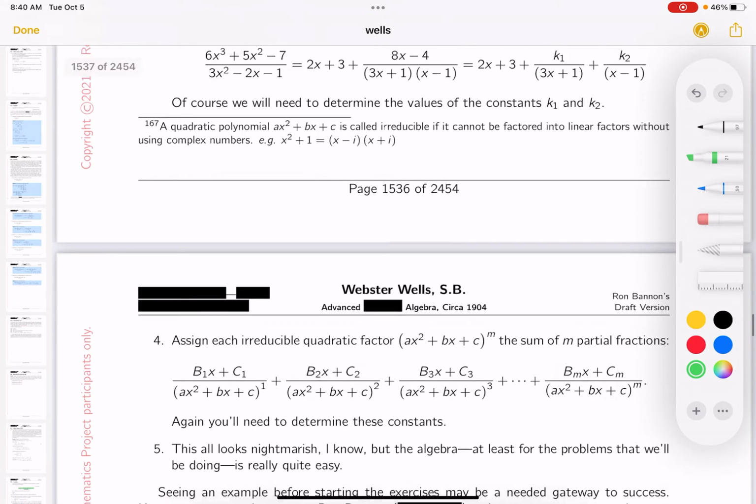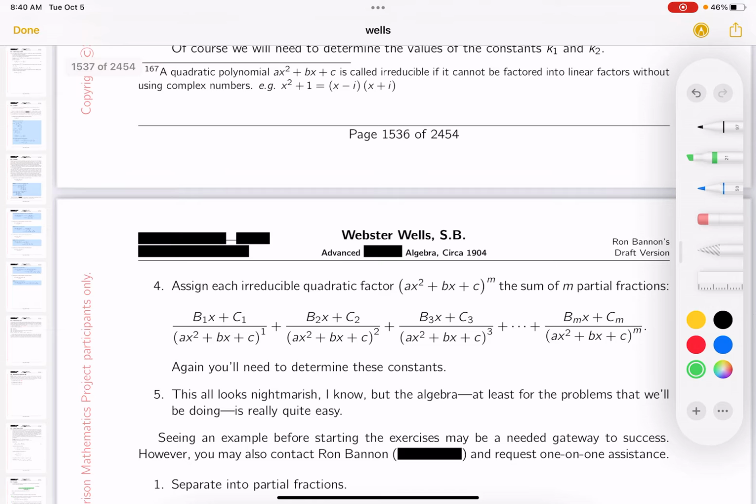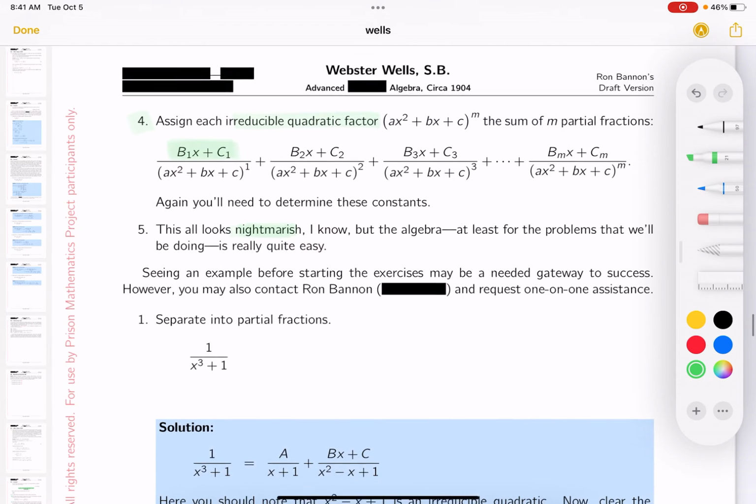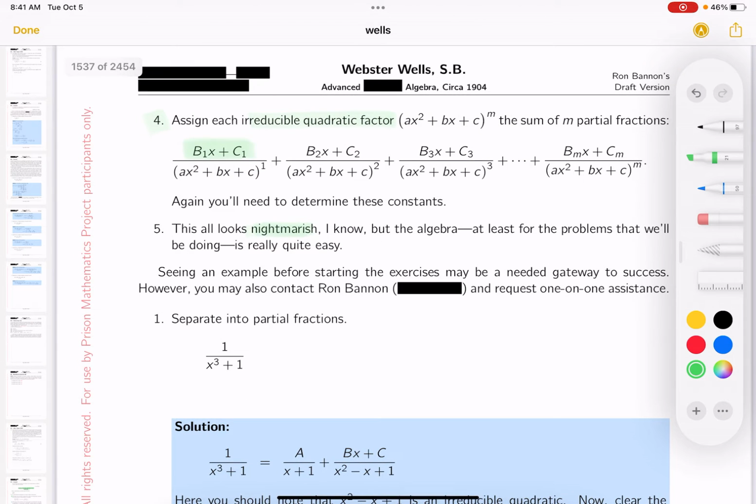The one we haven't done yet is what's called the irreducible quadratic factor, all right? So what are they doing over here? They're not assigning a constant to it. They're assigning a linear, right, expression, which is Mx plus B. And we'll go through that. I know it looks nightmarish to you. When we start doing examples, it should look less nightmarish to you.